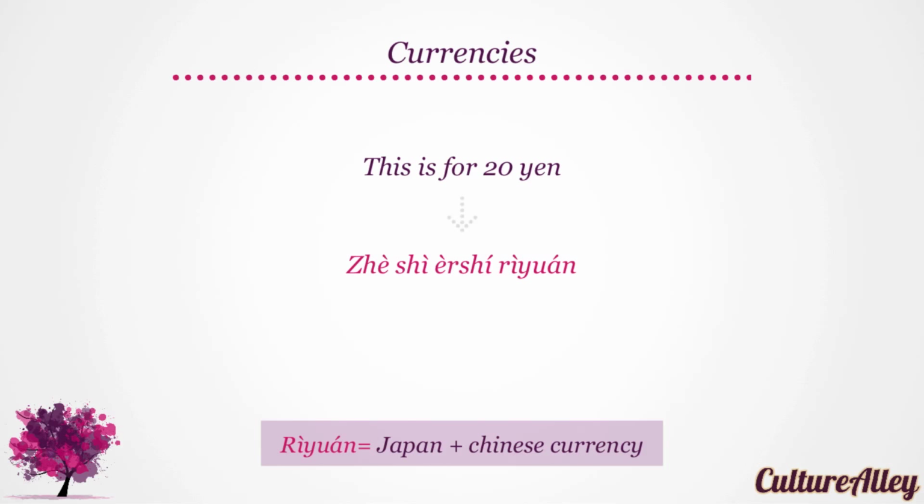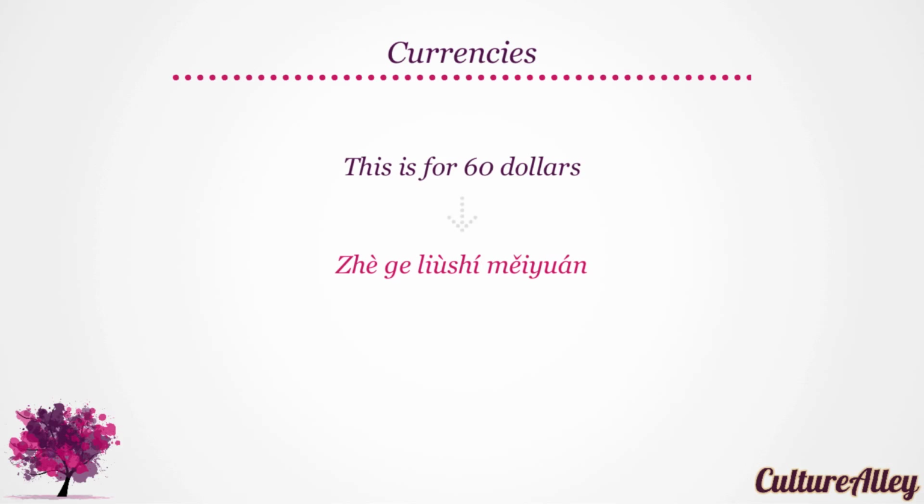Here's one in Japanese currency. This is for 20 yen becomes 这是20日元, where 日元 is Japan plus Chinese currency. And here's the last sentence we will cover for the day. This is for $60 becomes 这个60美元. Good job! We hope you got all of them.